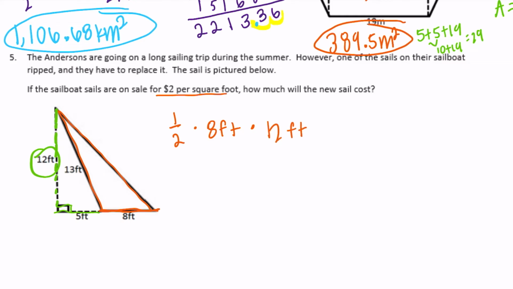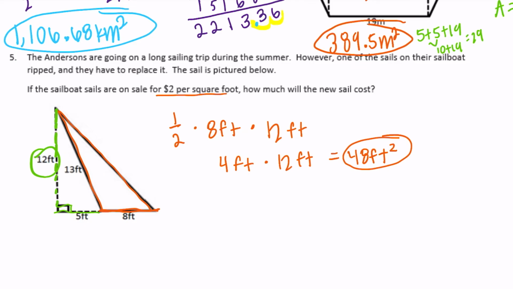Okay, so I'm going to take a different strategy here, and I'm going to do 1/2 times 8. So we have 4 feet. Half of 8 is 4, times 12 feet. 4 times 12 is 48 feet squared. That doesn't answer the question. That just tells us how many square feet we have.